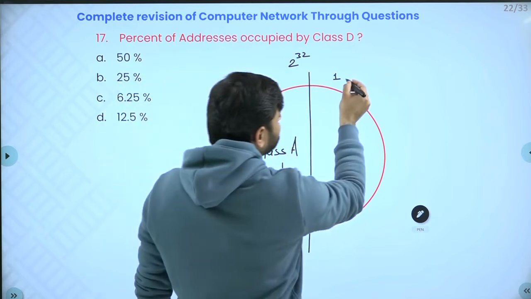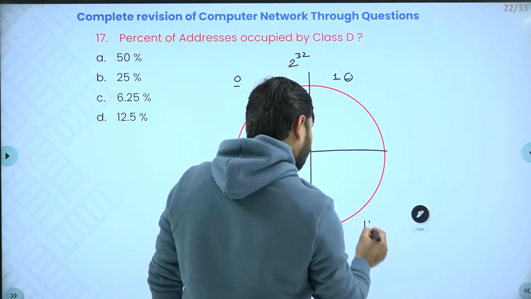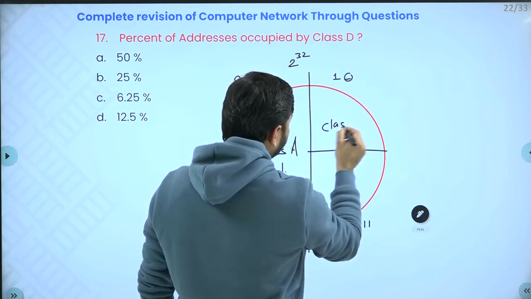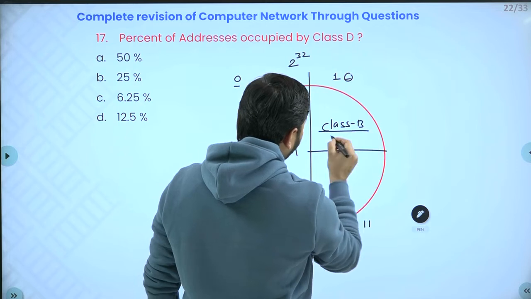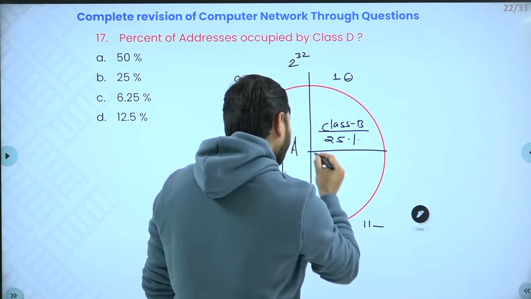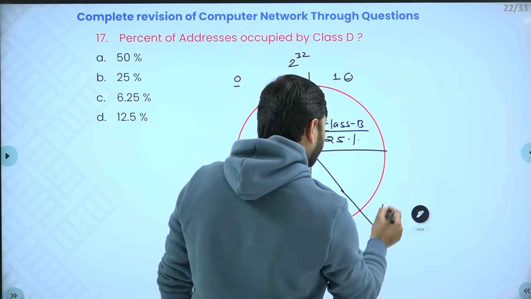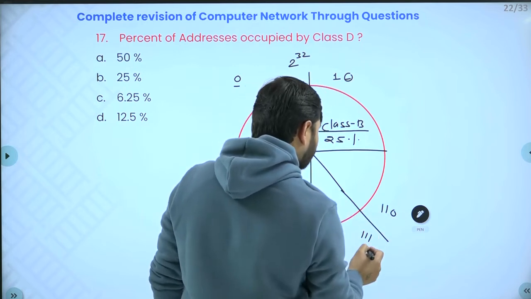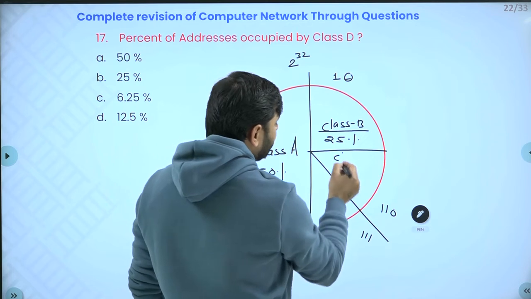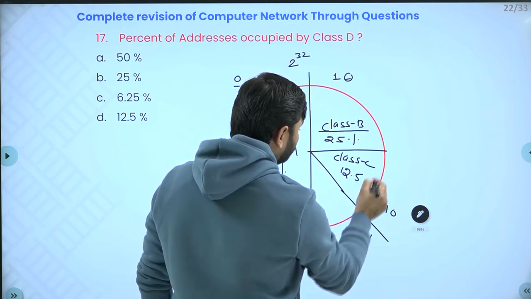Now, if I choose 1 bit here, again it is divided into 2 parts. In one part this bit is 0, in the other this bit is 1, and this part is assigned to class B. So 25% of IP addresses are assigned to class B. If I choose 1 bit again, it is divided into 2 parts. In one part the bits are 110, and this is assigned to class C. So class C is 12.5%.